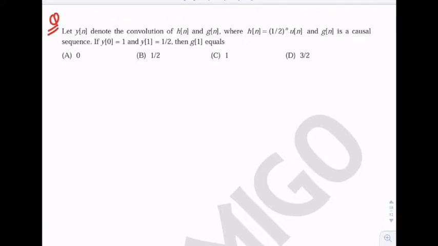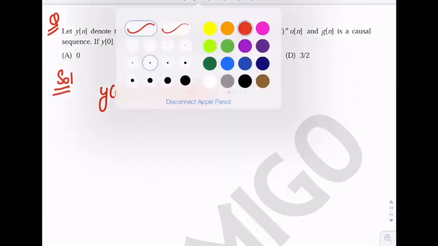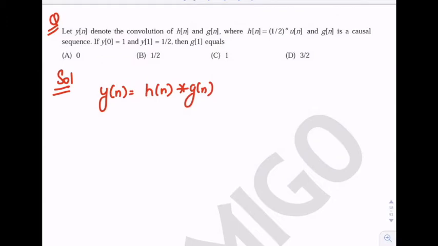Now let's look at another question. It is given that y[n] = h[n] convolve g[n], h[n] = (1/2)^n u[n], and g[n] is a causal signal. If y[0] is 1 and y[1] is half, then g[1] is equal to what?